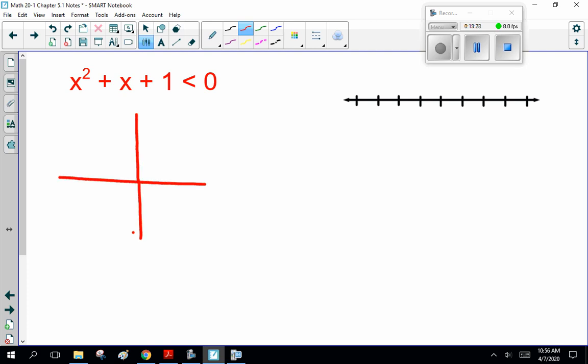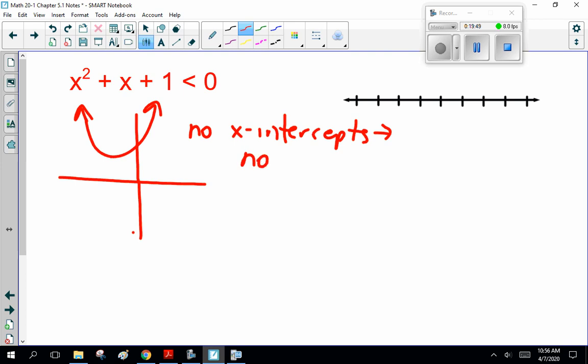X squared plus x plus 1 is 0. It's up like that. Now, where does this cross the x-axis? It doesn't. There are no x-intercepts. So, no critical values.